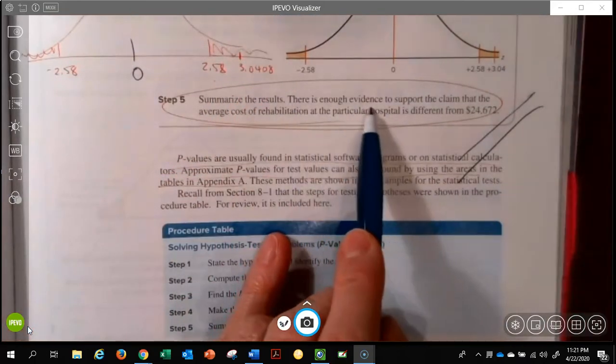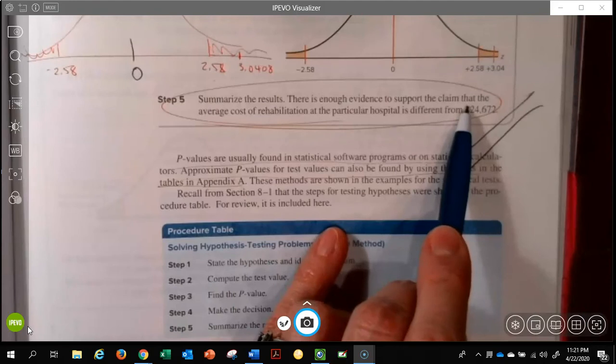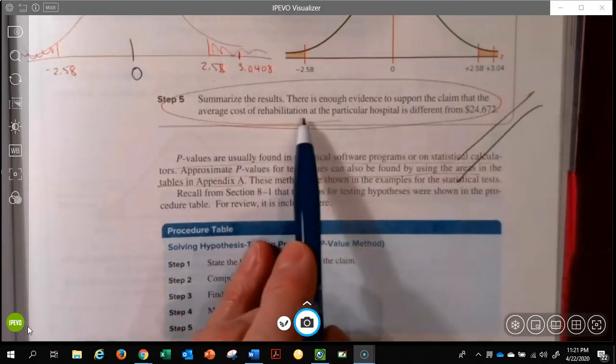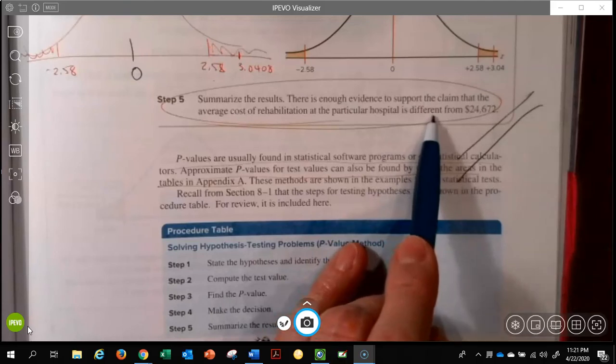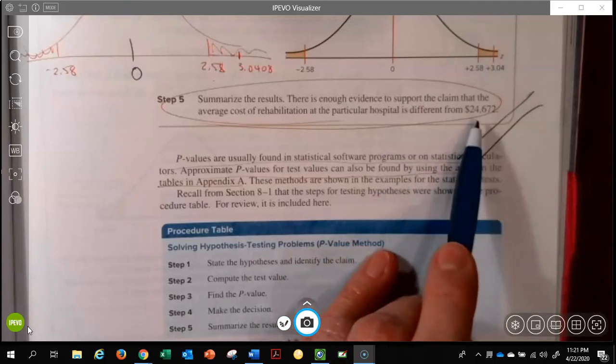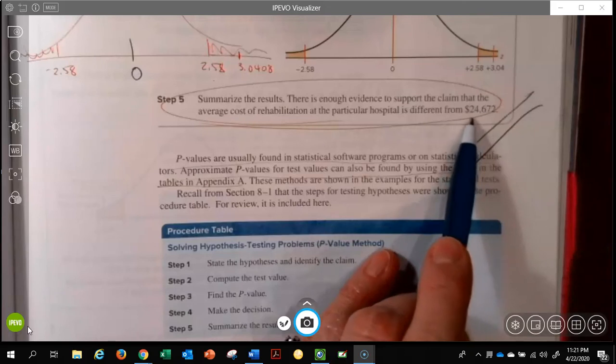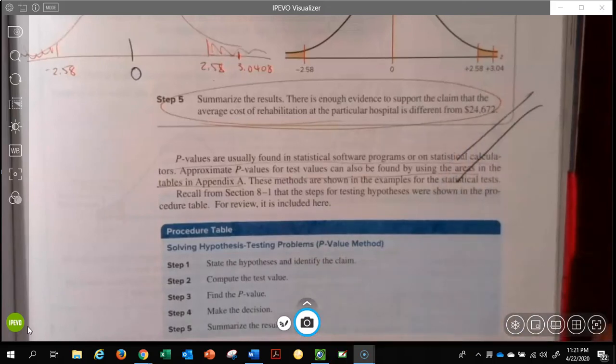There is enough evidence to support the claim that the average cost of rehabilitation of this particular hospital is different. We can't say it's more or less. We have to say it is different from the $24,672. I need to end this video. You all hang in there and then go back and even try to do example 8.5 by yourself without notes.